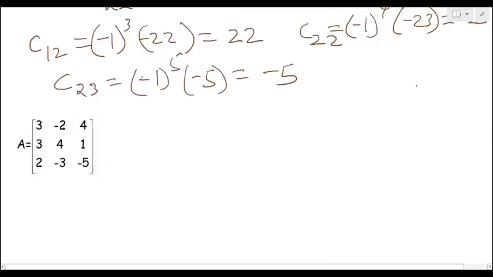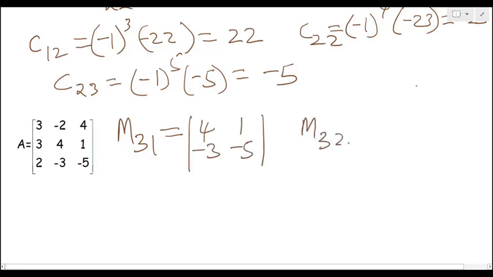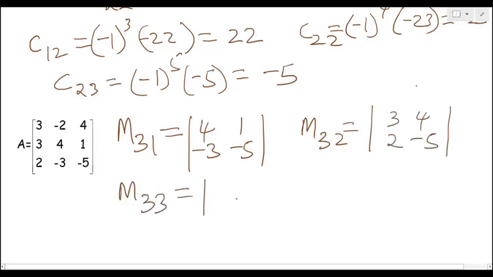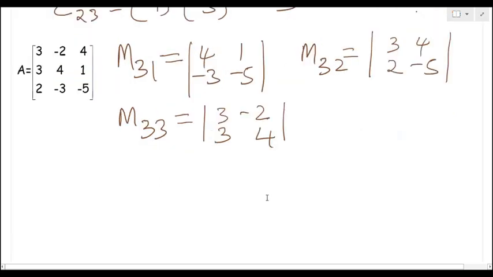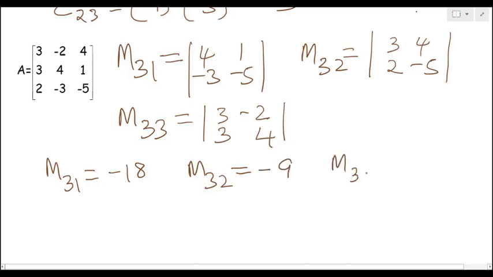For the next set of minors, we have M31, and this is equal to, we delete row 3 column 1, 4, 1; minus 3, 5. M32, we delete row number 3 and column number 2, we have 3, 4; 3, 1. M33, we delete row 3 column 3, we have 3, minus 2; 3, 4. This simplifies so that M31 reduces to 23, M32 is equal to minus 9, M33 is equal to 18.